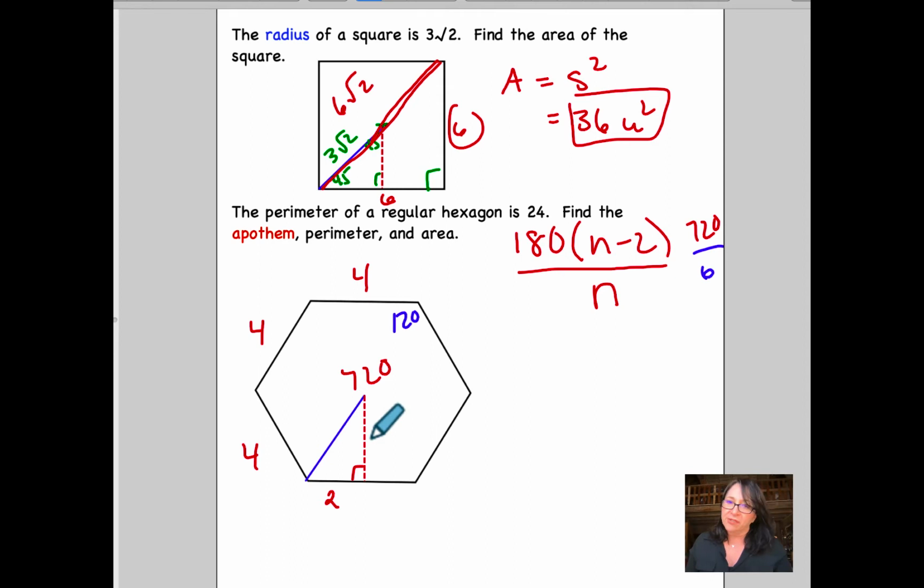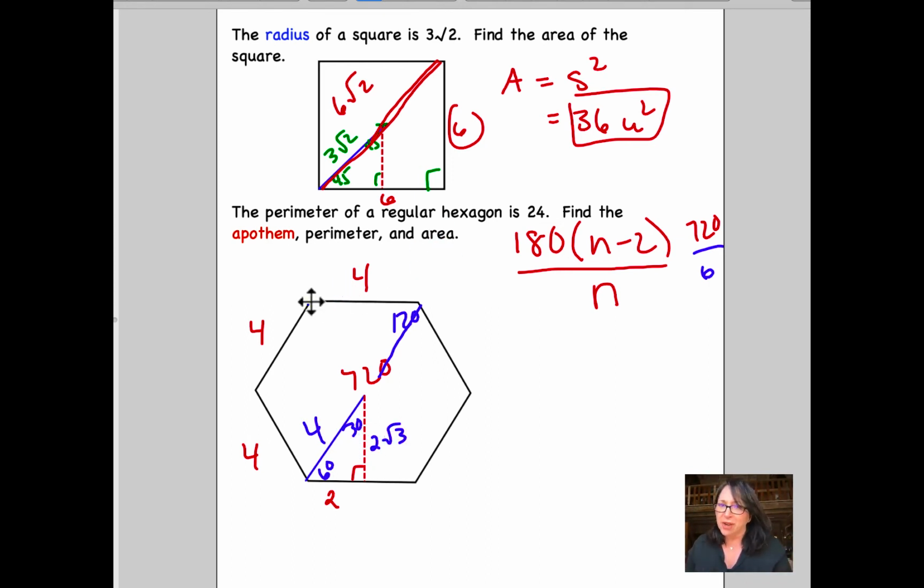Now remember what I said about the radius. The radius is going to take that 120 degrees and cut that in half, leaving that to be a 60-degree angle, therefore making that a 30, 60, 90 special right triangle. Opposite the 30 degrees is 2. Opposite the 60 is going to be 2 root 3. And opposite the 90 is double whatever is across from the 30. So that's 4.